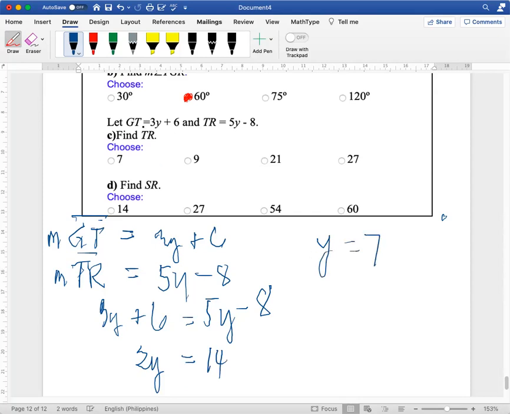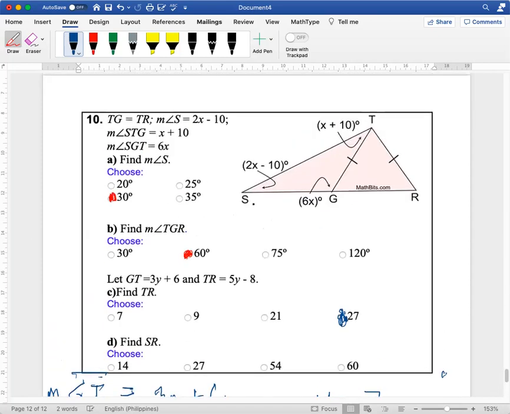So since we're solving for TR, and TR is what? The measure of the segment TR is equal to 5y minus 8. And let's substitute the value of y, which is 7. So 35 minus 8 is equal to 27. So therefore, the answer here is 27. All right, and we need to find SR.